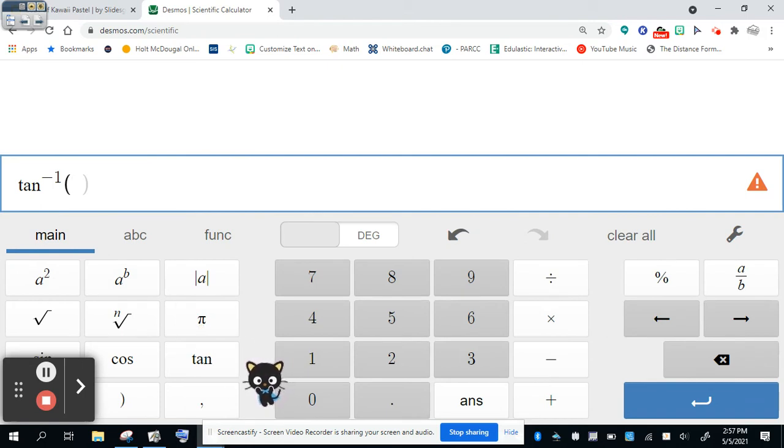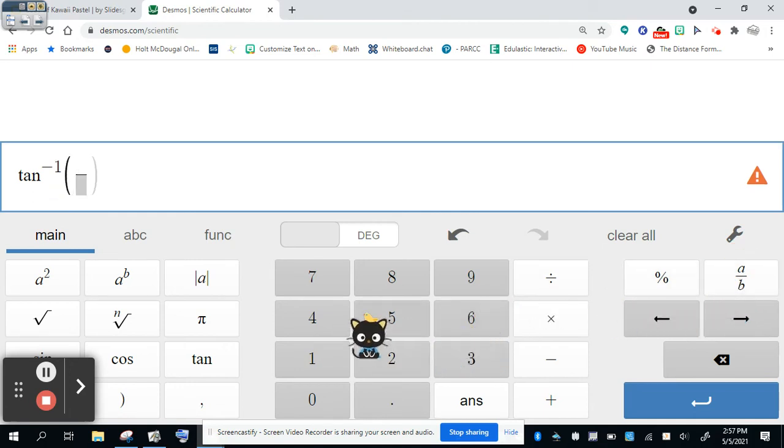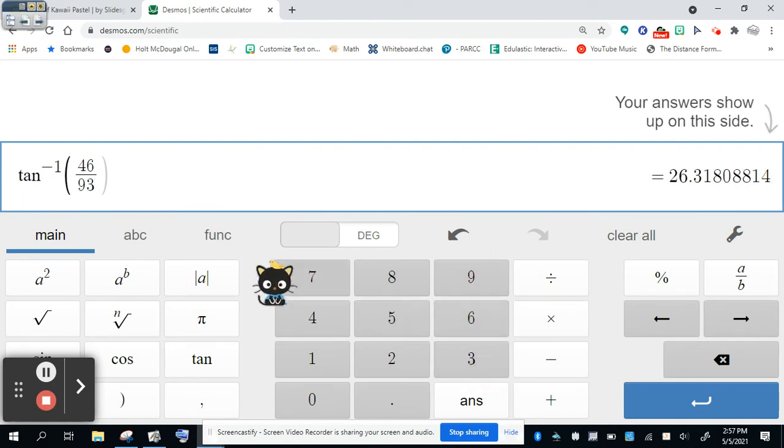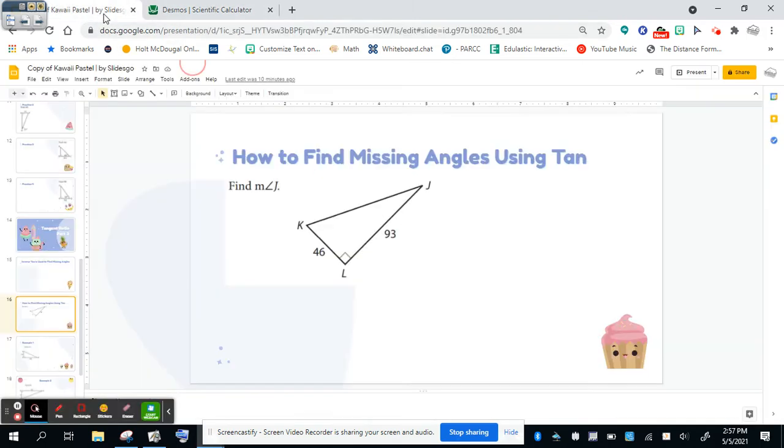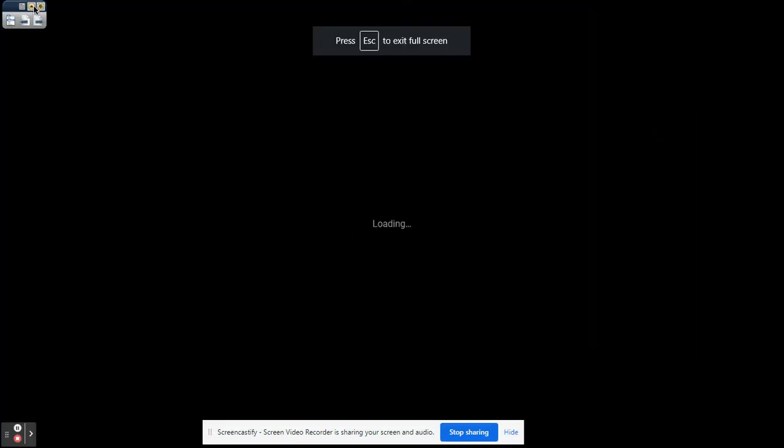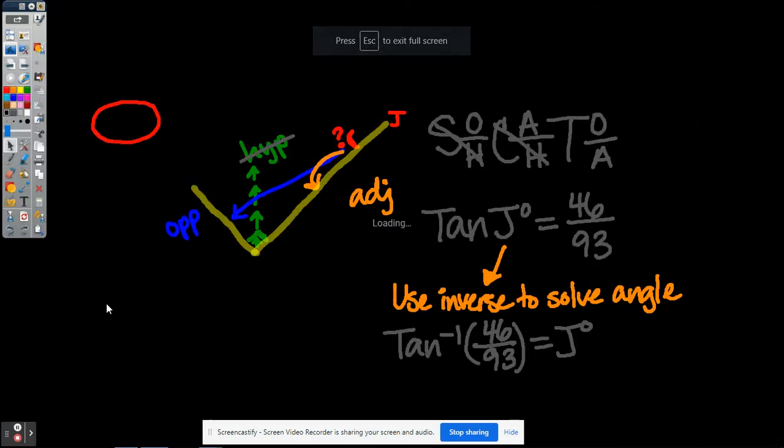What was the fraction I needed to put in there? I'm going to hit the fraction bar. The numerator was a 46. The denominator was a 93. Then I'm going to close parentheses. And you can see your answer is 26.31. I'm just going to call it rounding to 26. So let me go back here. And I am going to put that it is 26 degrees.